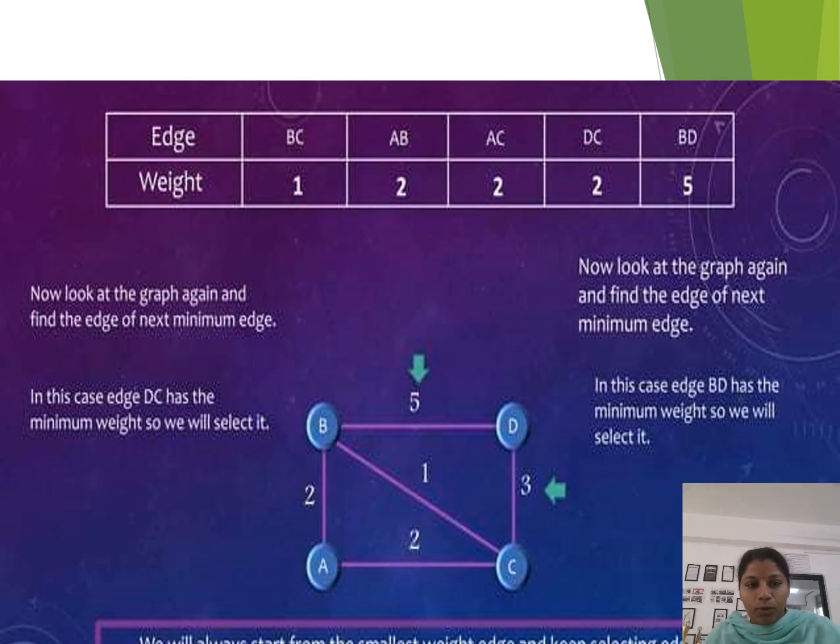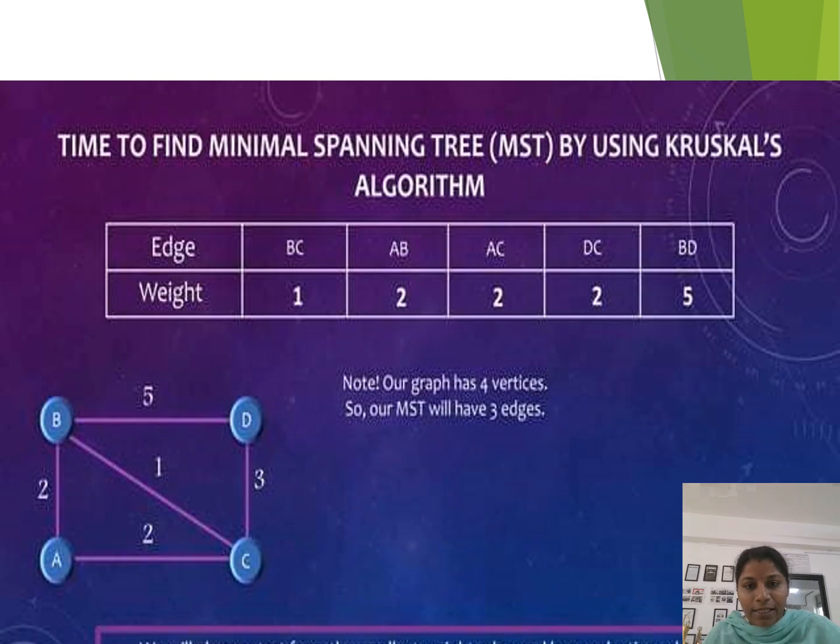Next, consider that in this case DC has the minimum weight, so we will select it. But now look at the graph and find the next minimum edge. In this case the edge BD has the minimum weight, so we will select it. But in the next slide, I have explained that in our graph we have 4 vertices and the minimum spanning tree will have three edges.